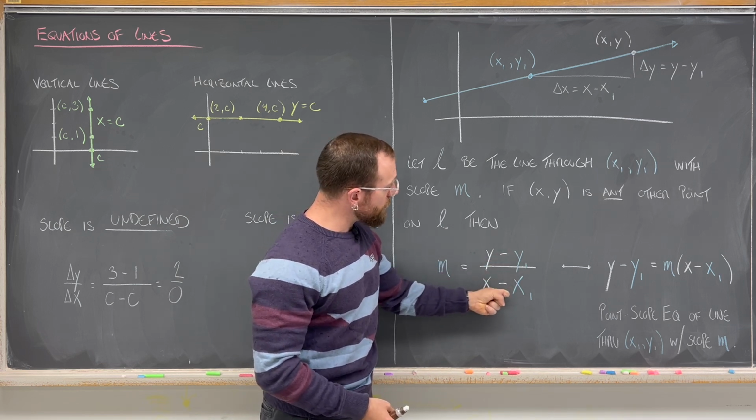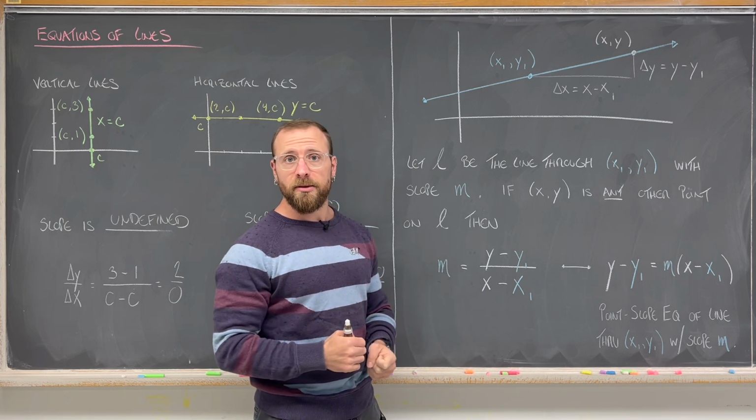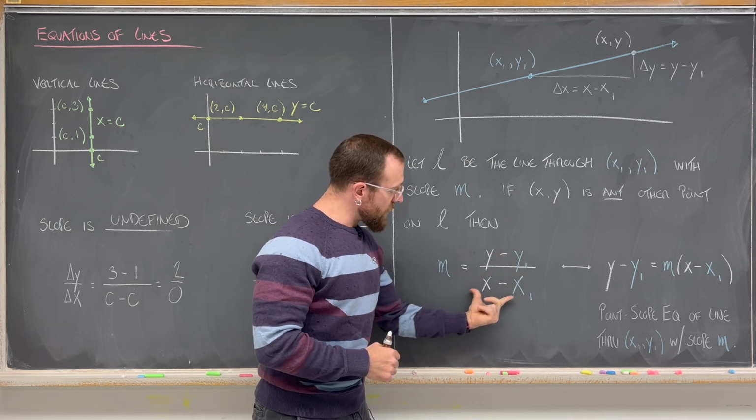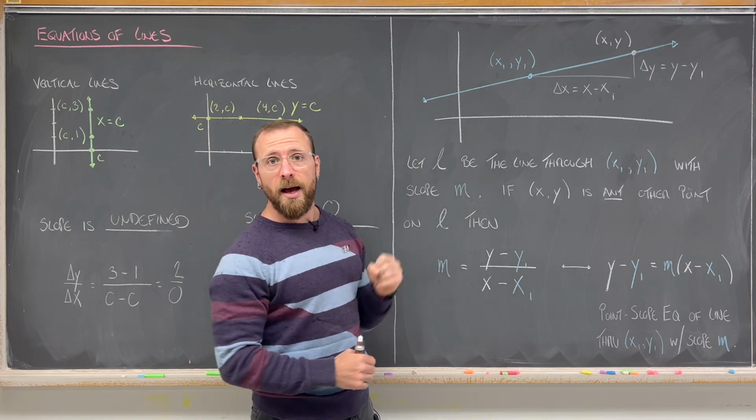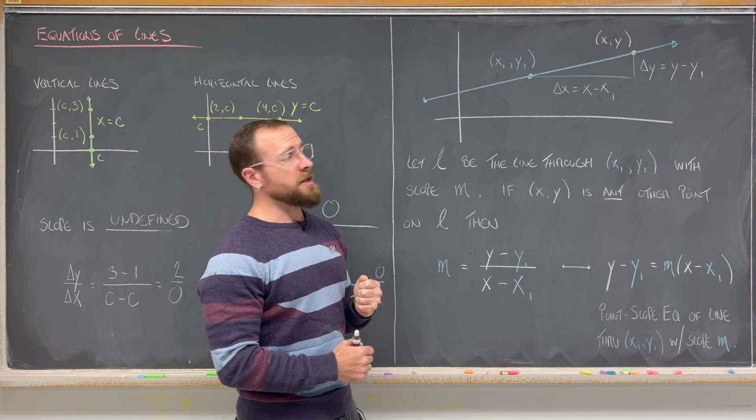Remember that x1, y1, and m are constants that have been provided. X and y are the variables. And the points x, y that satisfy this equation are on this line. And the points that aren't on the line don't satisfy this equation.